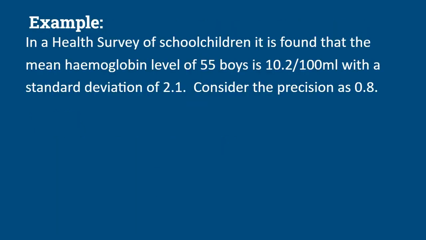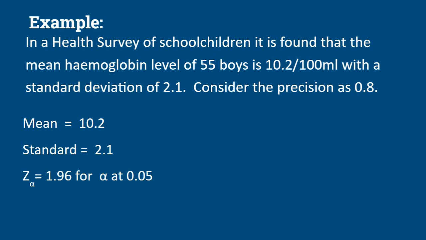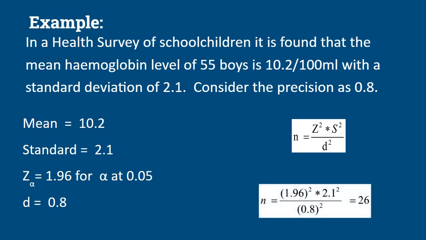Here is the example for calculation of sample size for estimation of mean. In a health survey of school children, it is found that the mean hemoglobin level of 55 boys is 10.2 per 100 ml, with a standard deviation of 2.1. Consider the precision as 0.8. So mean is given as 10.2. Standard deviation is 2.1. Z value is going to be 1.96. D is going to be 0.8. The formula is N is equal to Z square standard deviation square divided by precision square. So substituting the values, you will get 26 as the sample size.